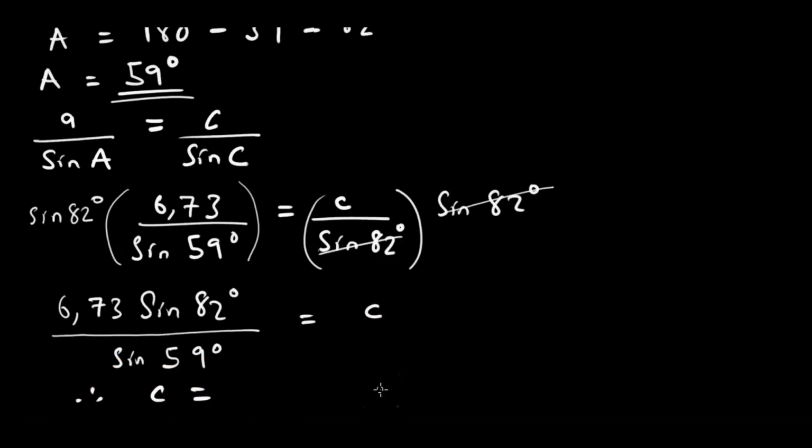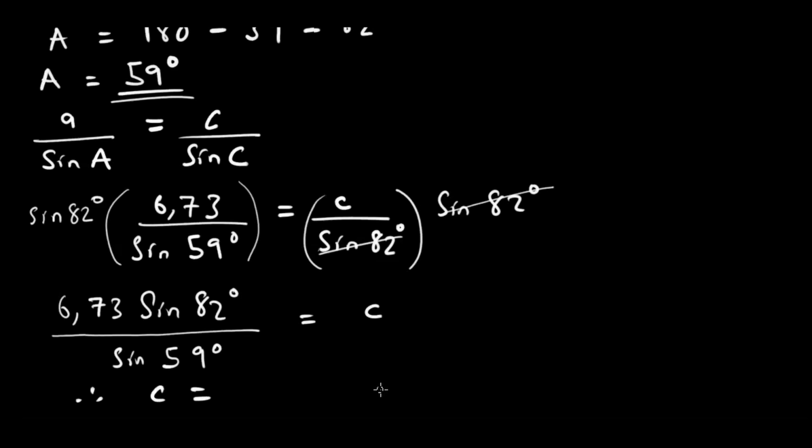We are not given the degree of accuracy, but we are going to assume that we should leave our answer correct to 2 decimal places, because the given value of A is correct to 2 decimal places. If you have a powerful enough calculator like the one I'm using, you can put that equation in as it is. Enter 6.73 sine 82 over the sine of 59. Then make sure your calculator is in degrees.